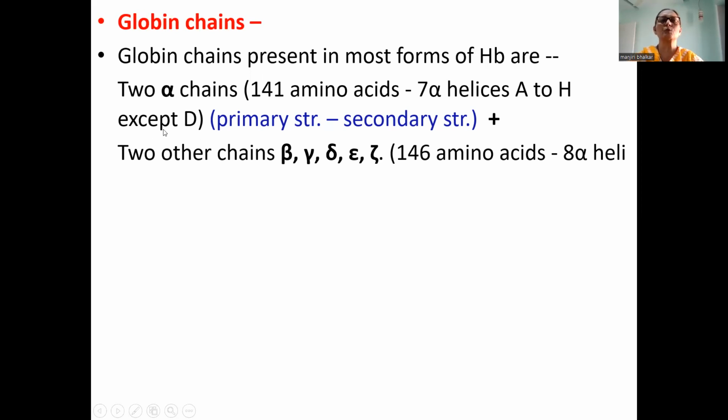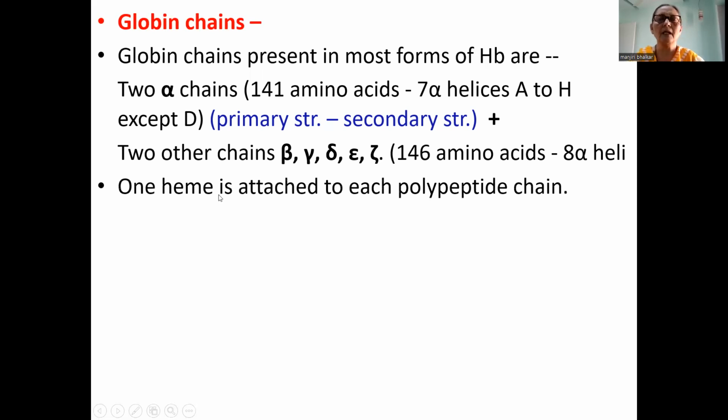Now, when it comes to the other two chains in one hemoglobin, the other two chains can be beta, gamma, delta, epsilon, or zeta. These chains have 146 amino acids, and there are 8 alpha helices present. And here you will have the D alpha helix also. So they are also labeled with alphabets A to H.